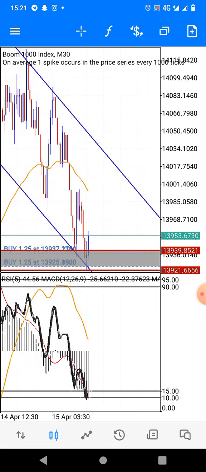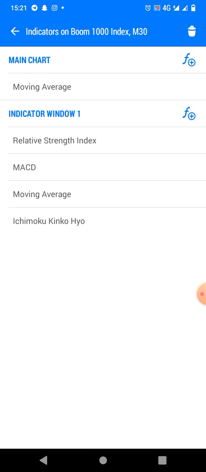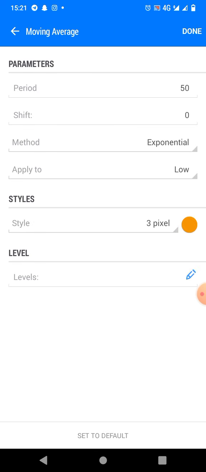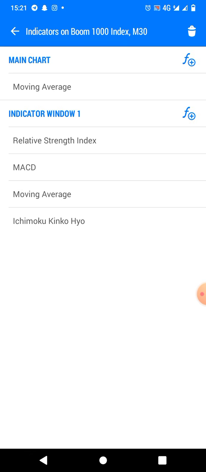So now let me show you the settings for this strategy, guys, for those of you who have been patient. On the main chart, we have the period 50, shift 0, method exponential, apply to low, style 3 pixel, color gold. No levels attached to this at all. When you're done, just click on done to take you to the main screen.